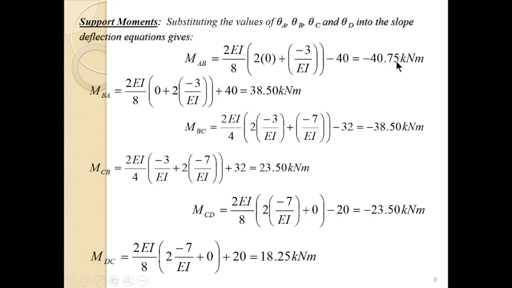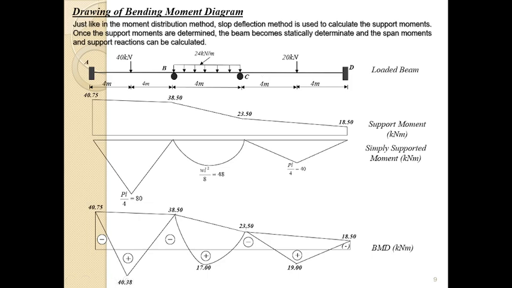It's just due to approximation. The moment distribution depends on where you stopped. So this is it. After this, the next thing is just to draw the bending moment and shear force diagram. And like I've said, once you're able to find the support moment, the rest is just the same.